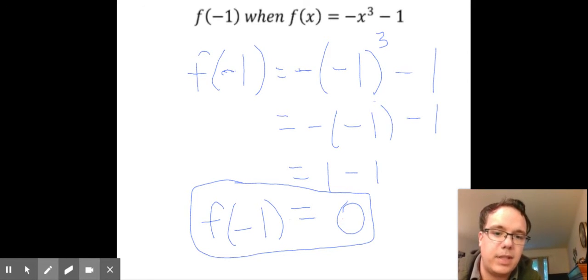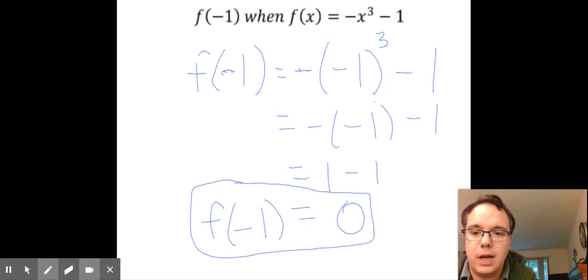So again, this tells us a couple things. If I plug in negative 1 into this function, I will get 0. For negative 1 in the domain, I'll get 0 in the range, and the point negative 1, 0 is on our graph.